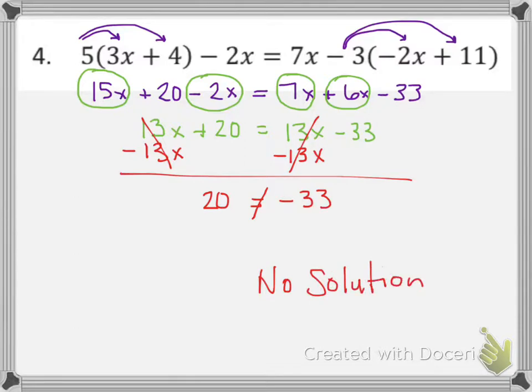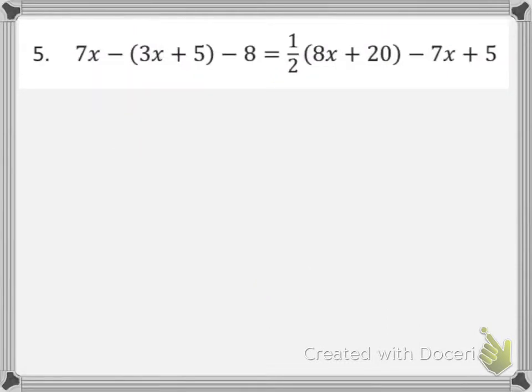All right? When you've done these enough, you'll be able to recognize that right here in this step, where I see 13x on one side, the same 13x on the other side, they are going to eliminate each other, and that just leaves 20 equals -33, and that's not true. So no solution. Number 5.